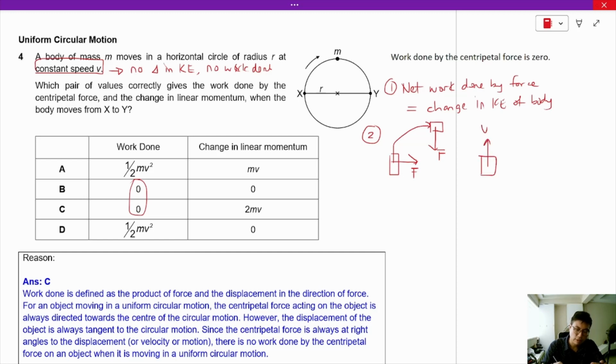So this is the velocity of the body, and this is the force, F. Now, you know that work is equal to F d cos theta, and in this case, theta is equal to 90 degrees. So cosine theta is equal to 0. So no work is done if the force is perpendicular to velocity.